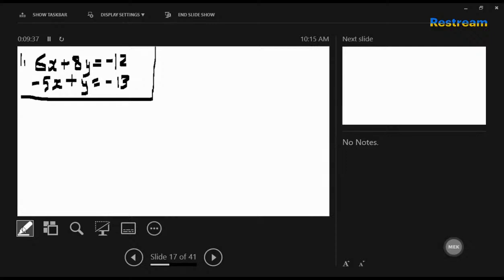What I like to do always is to number them. So I'll have equation 1 and equation 2.